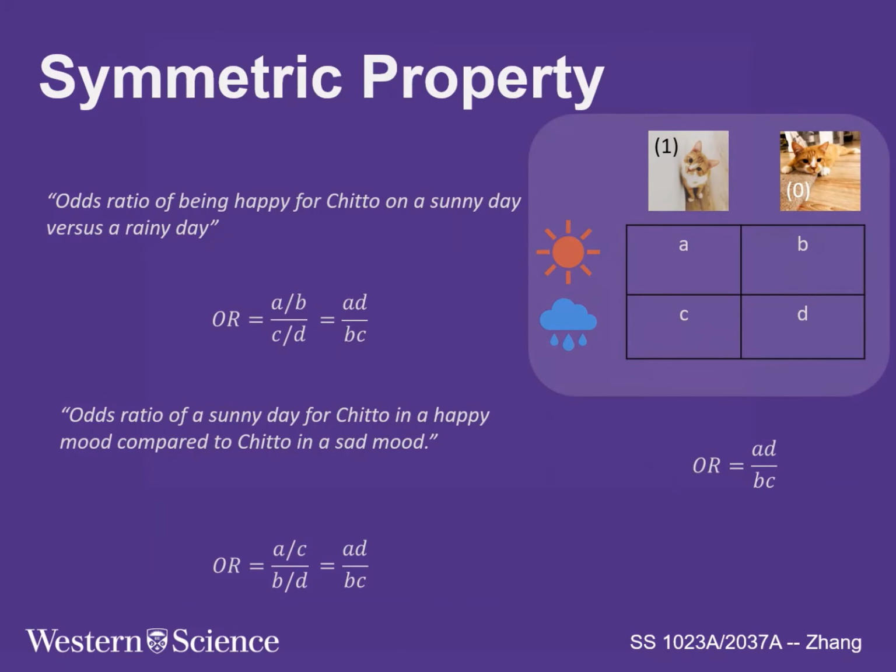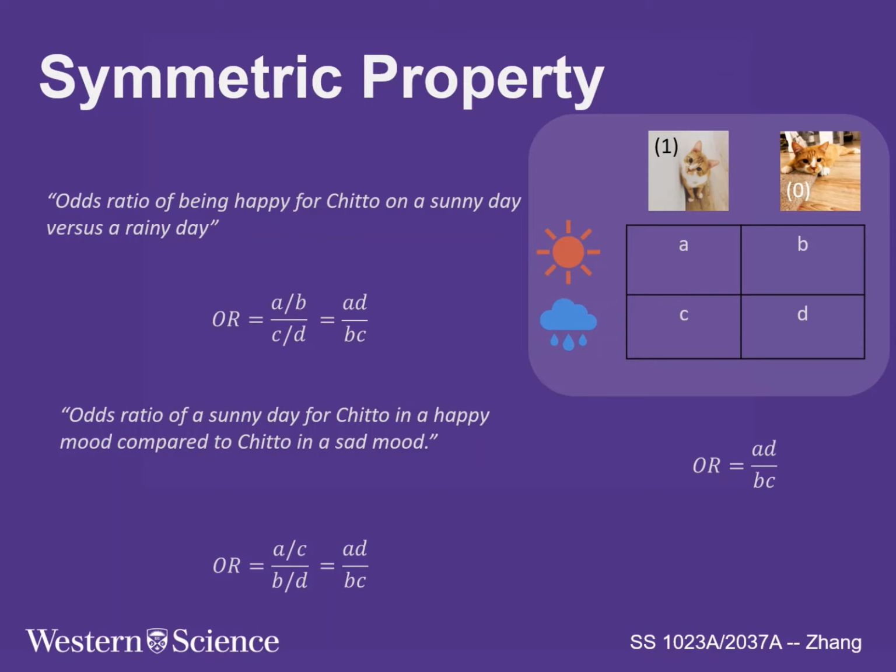In fact, this equivalence is not just a coincidence. To make it clear, let's substitute the value in each cell of the 2x2 table using letters. For the first statement, we compare the different weather, where we calculate the odds according to the conditional distribution on the rows of the table. For the second statement, on the other hand, we are comparing the different moods, and hence we'll calculate the odds by looking at the columns of the table.